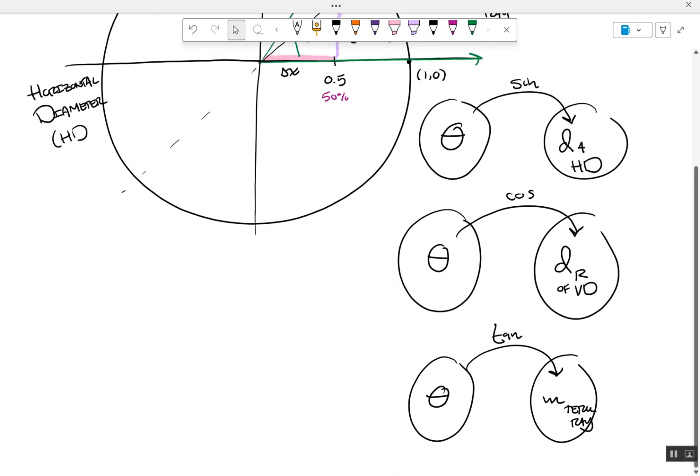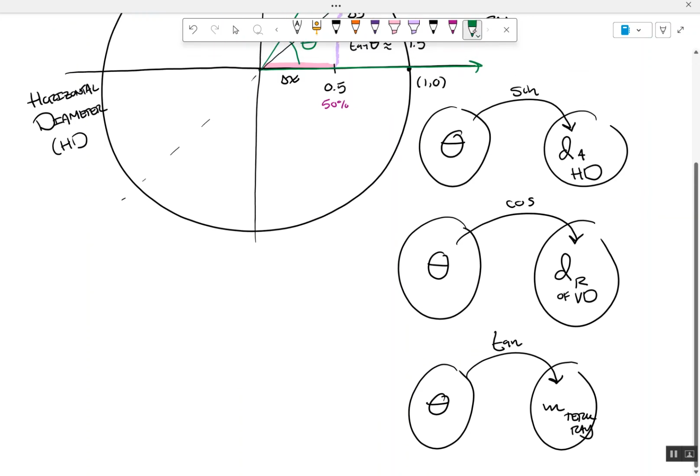Okay, so the big idea here is understanding the meanings behind sine, cosine, and tangent as functions, because what we're about to do is think about the inverse functions. So going in the other direction would be a function called sine inverse.